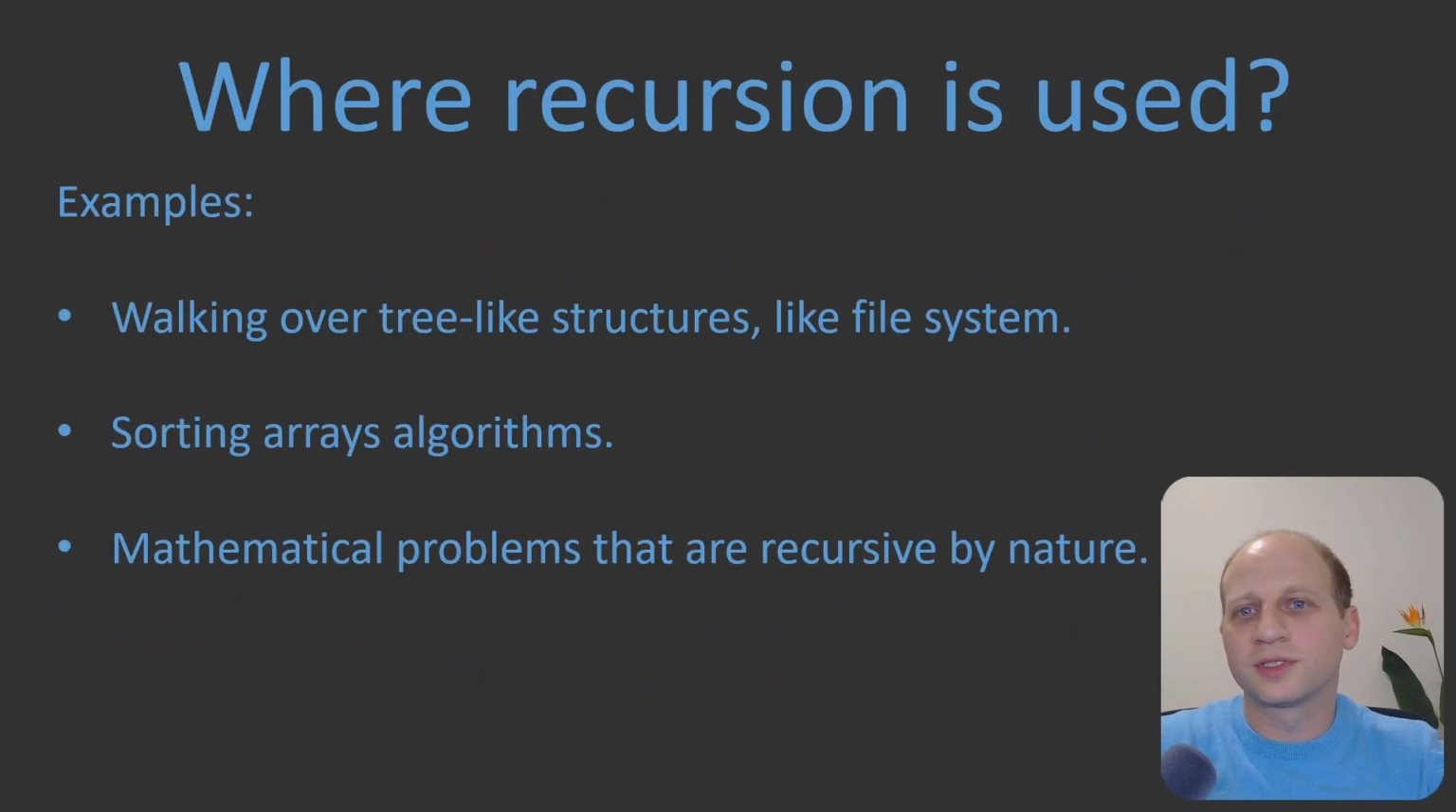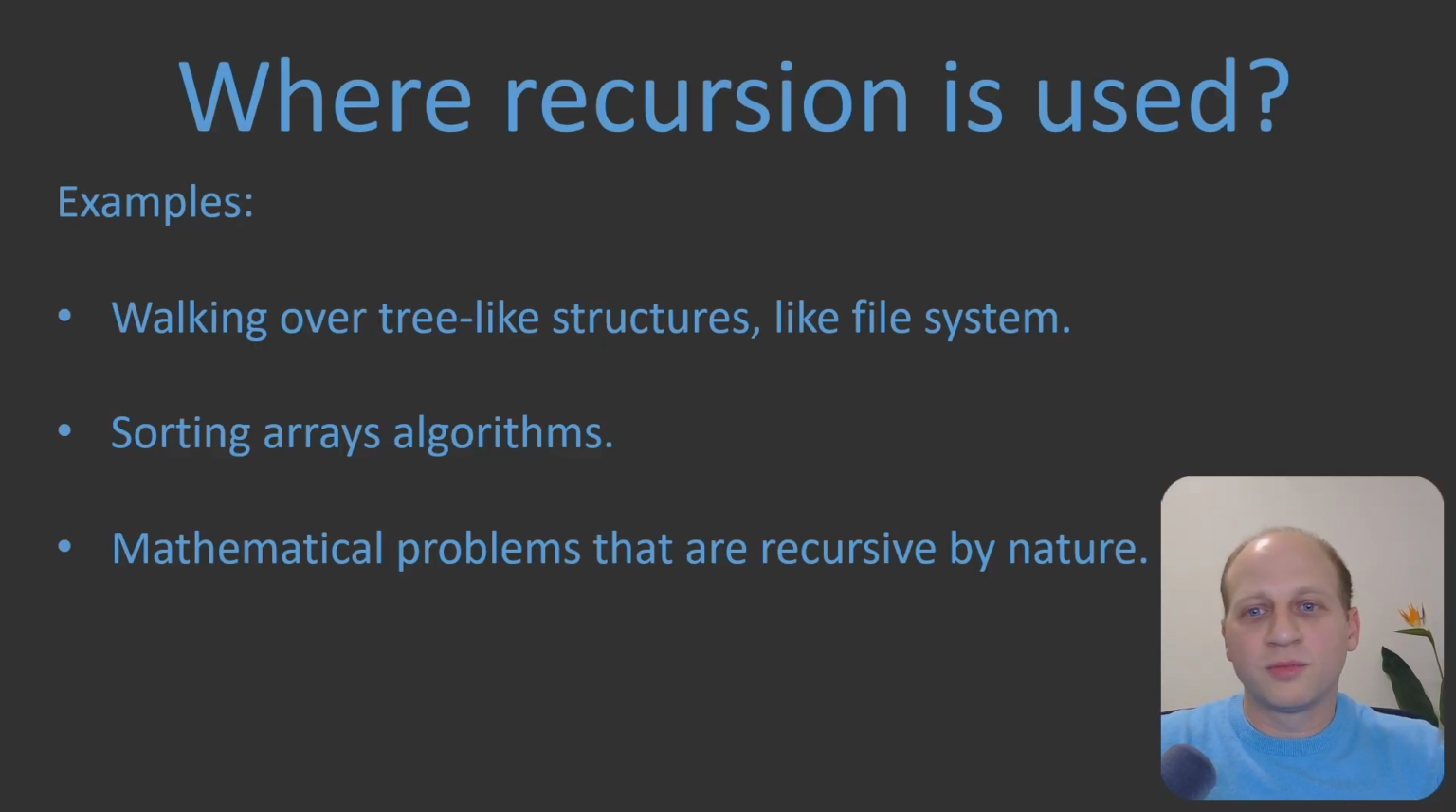Now, recursion is used in many places. For example, when we need to walk over tree-like structures, like file systems, where we walk over directories that can include other directories or files. Recursion is used in algorithms for sorting arrays, for example. We'll get to sorting arrays in another course, this is just to give you an example. Another example is actually solving mathematical problems that are recursive by nature. For example, factorial. The factorial of 5 is 5 multiplied by the factorial of 4, and so on.